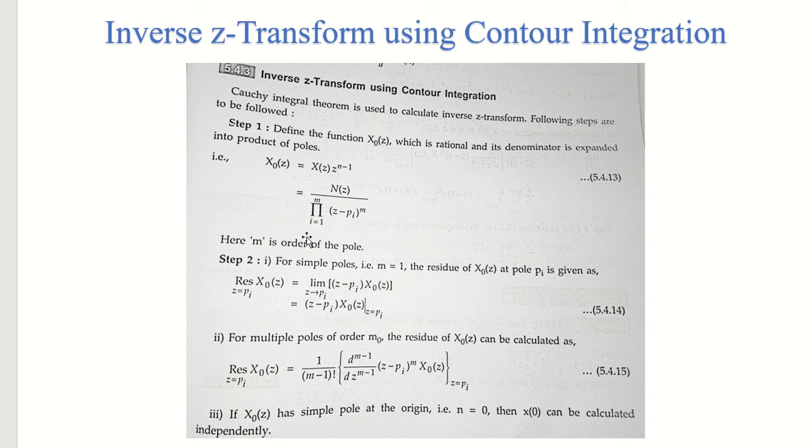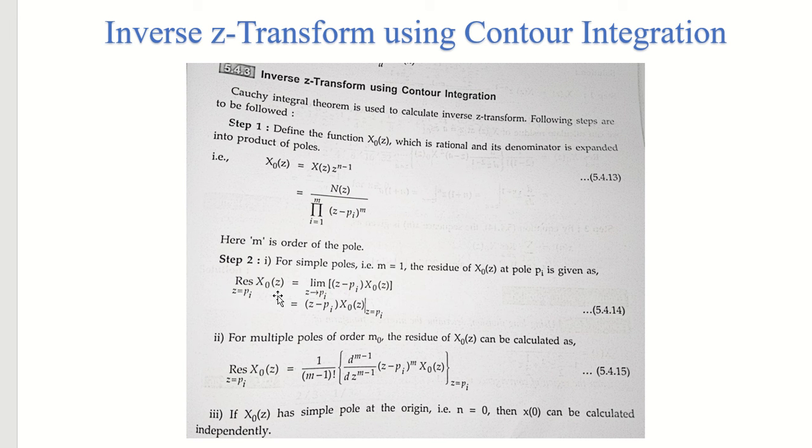Then the next step is, we have to deal with two different kinds of poles, simple and complex poles, right? So for simple poles we are going to take m equals 1, and the residue of x0 of z at pole pi can be given using this formula: Res x0 of z will be equal to the limit as z tends to pi of (z minus pi) into x0 of z.